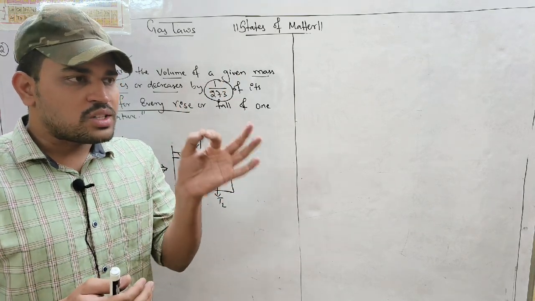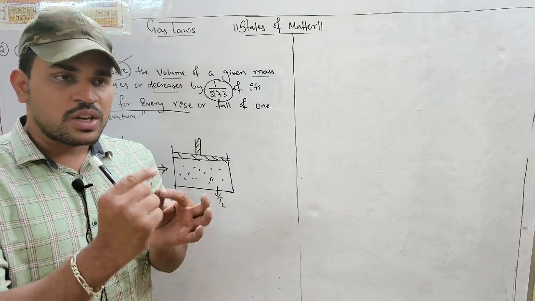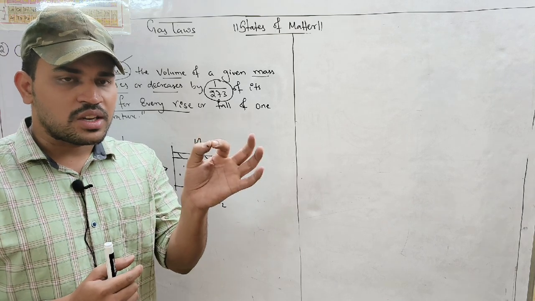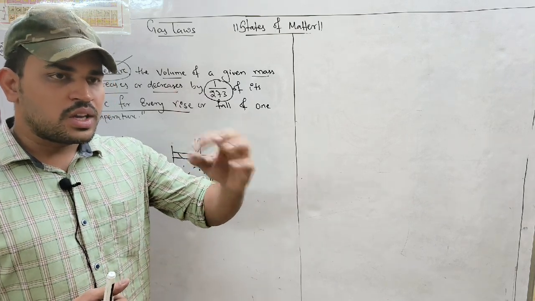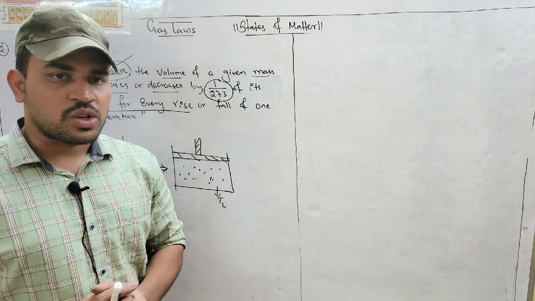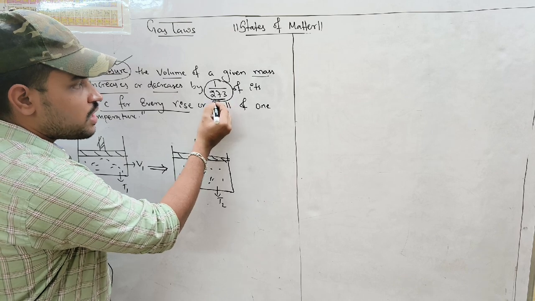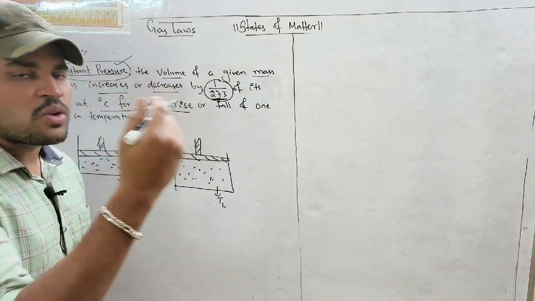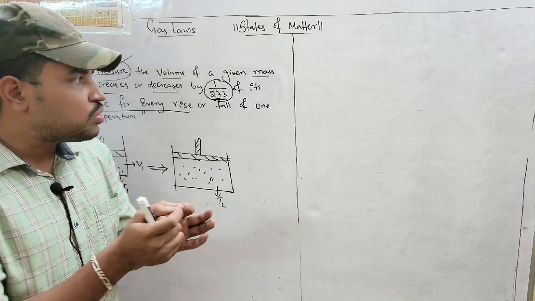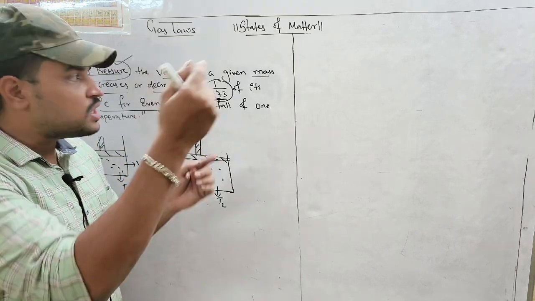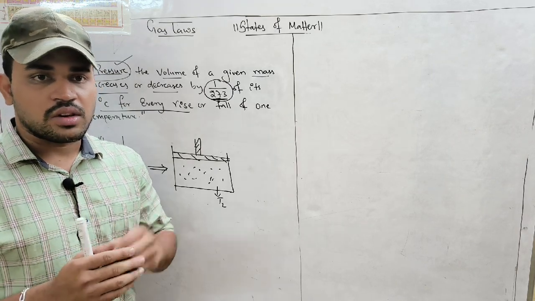Let's take V0 as the initial volume. At 0 degree centigrade, the volume is V0. If you increase the temperature by 1 degree centigrade, how much will the volume increase? By 1 by 273 times of its initial volume. If the initial volume is V0, it becomes V0 plus V0 by 273 as the temperature increases.